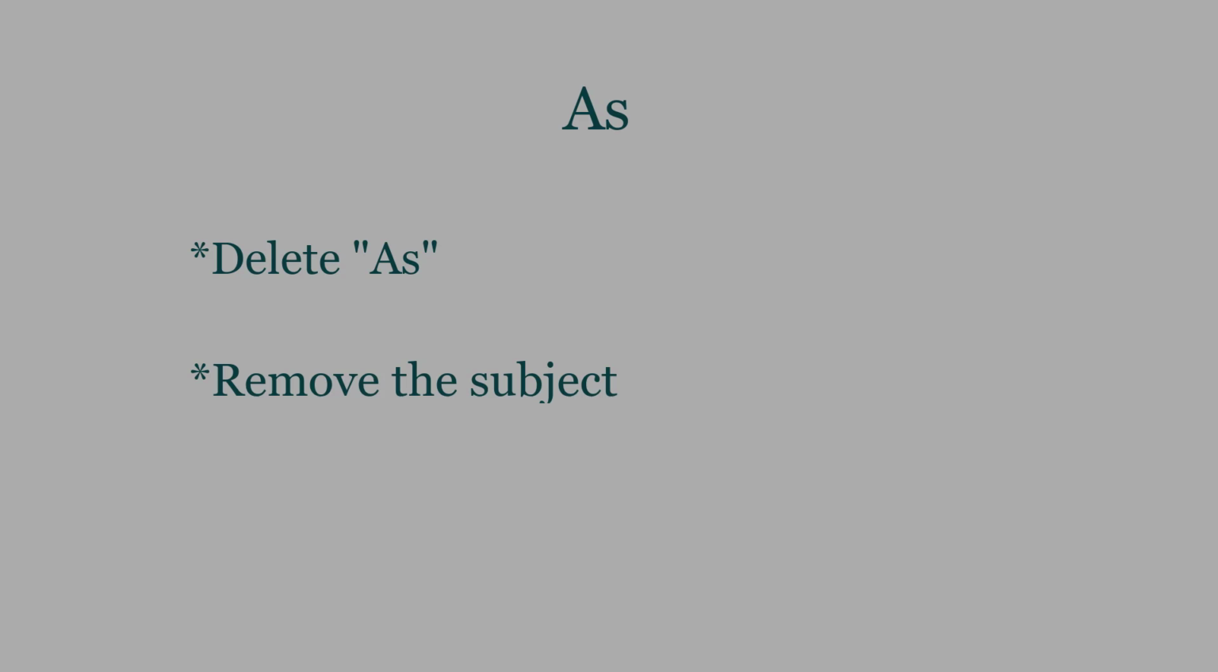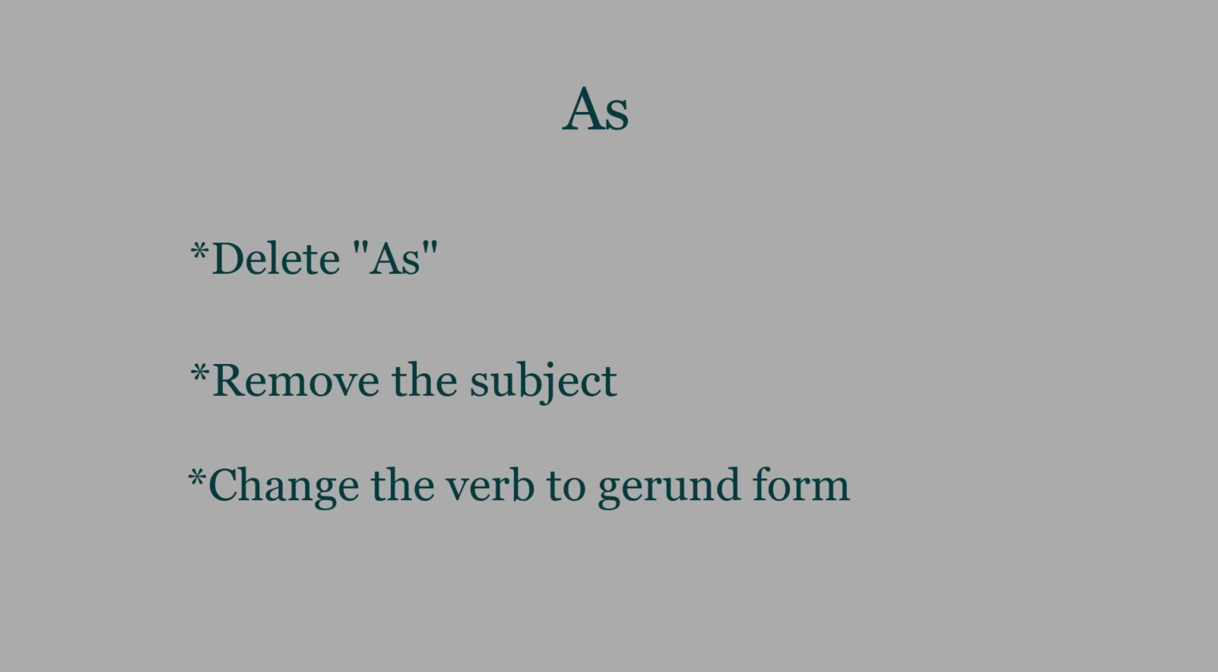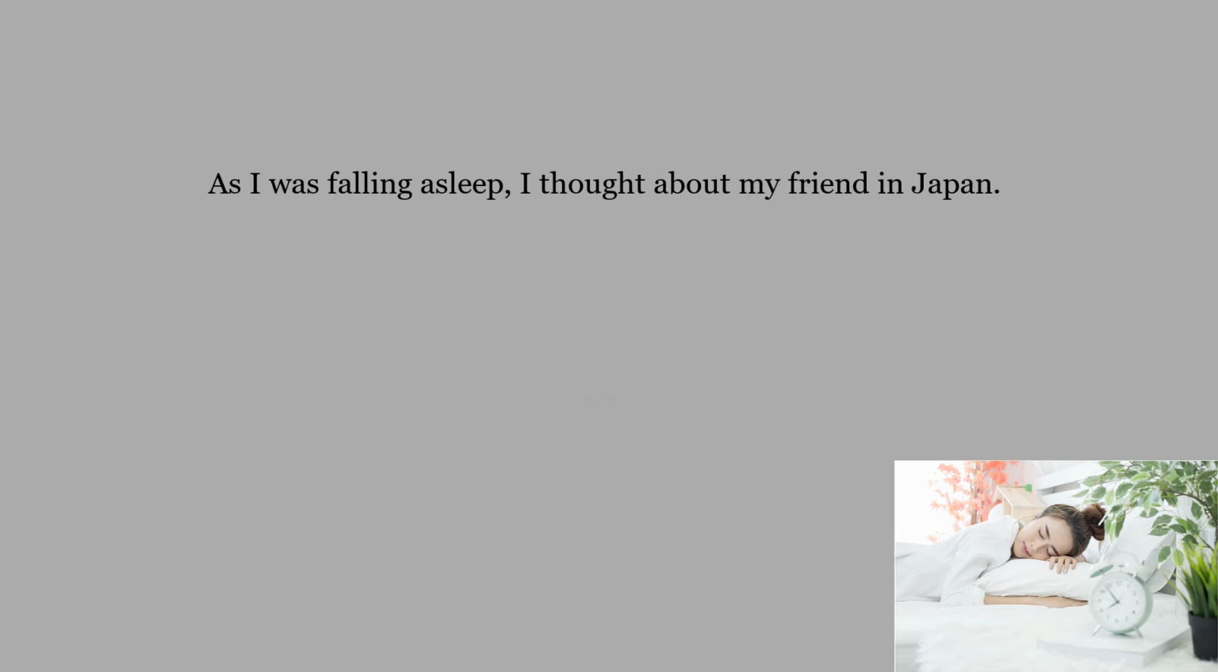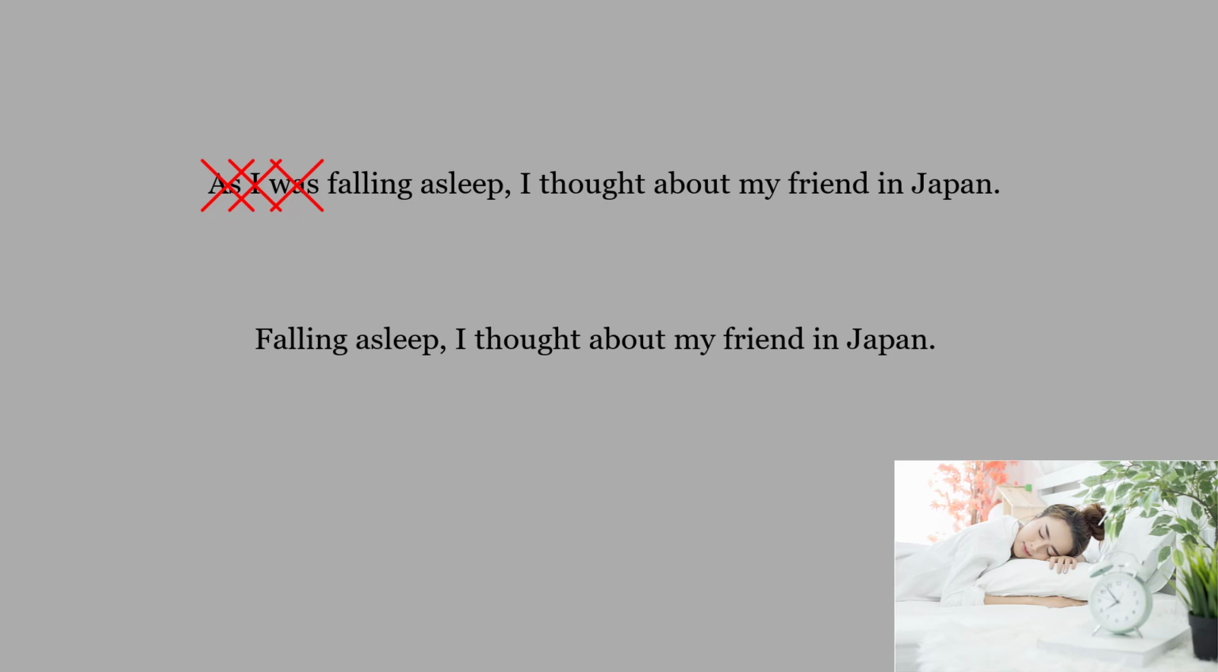Also, for "as", delete "as", remove the subject, and change the verb to gerund form. Example: as I was falling asleep, I thought about my friend in Japan. I omit "as" here, and the subjects are the same, so I omit them. I omit "was" too, and the verb changes to the present participle. What will be the answer? Falling asleep, I thought about my friend in Japan.